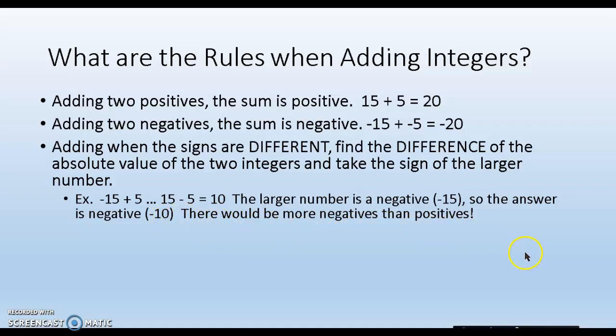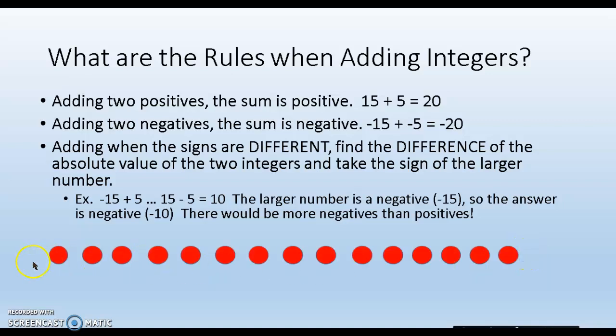Let's take a look at our counters. If I had 15 negatives and I had 5 positives, I have more negatives than I do positives. All of these would be 0 sets. And what do I have left? 1, 2, 3, 4, 5, 6, 7, 8, 9, 10 negatives. So negative 15 plus 5 would be negative 10.